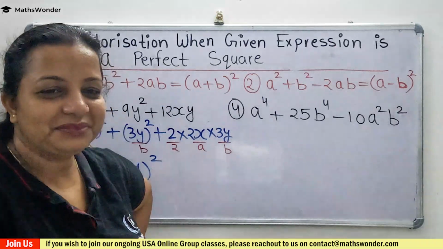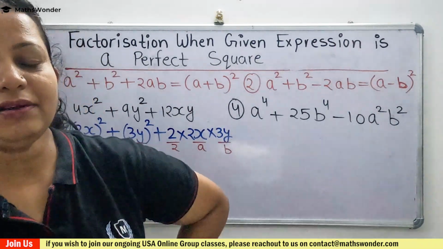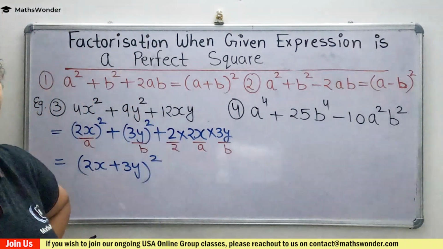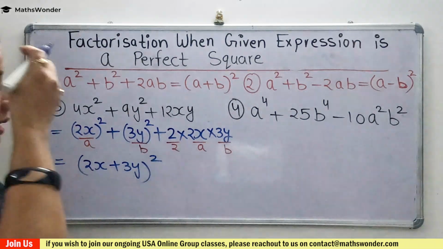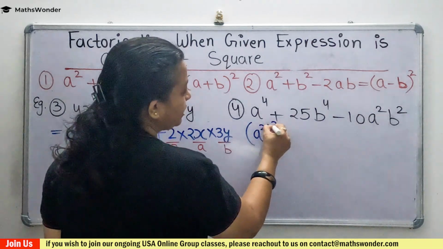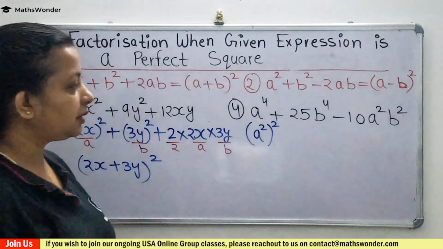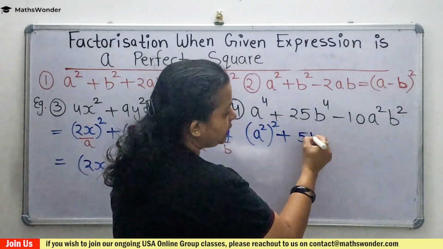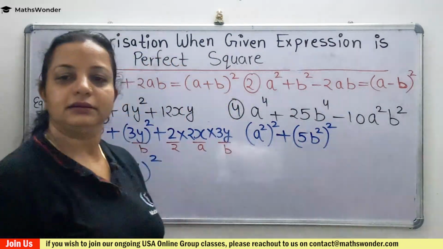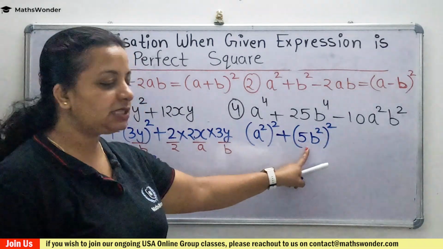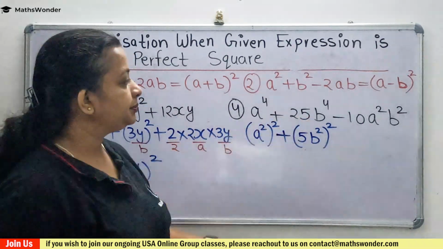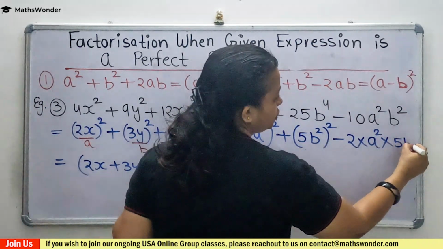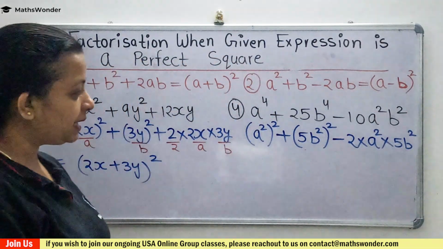You have 8 times a raised to the power 4. How can we write it in the square form? a square raised to the power square. Can we write it like this? Yes, we can do that. Plus 25b raised to the power 4. We can write it as 5b square raised to the power square, because when you simplify this, you will get back to this part. Now, negative 2 times a square, b is 5b square.